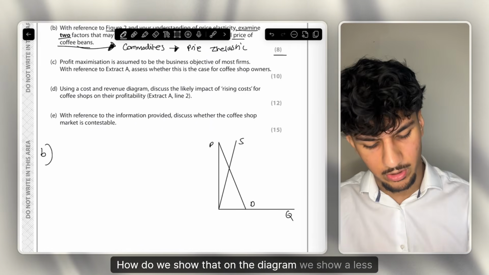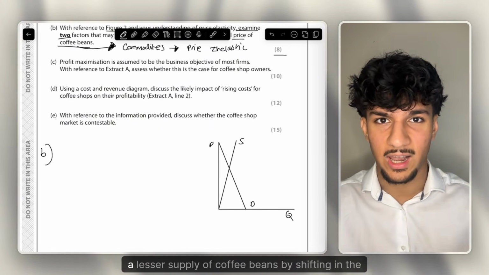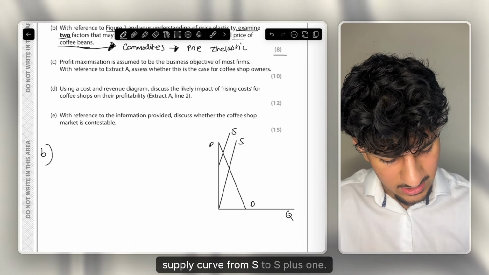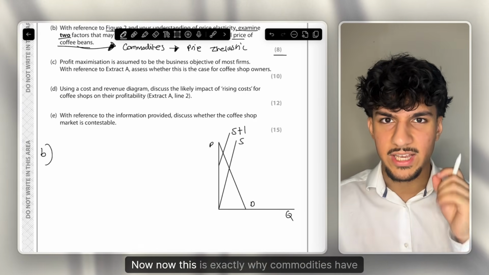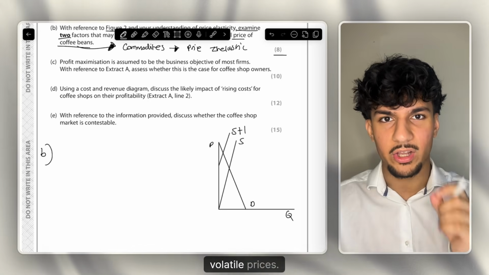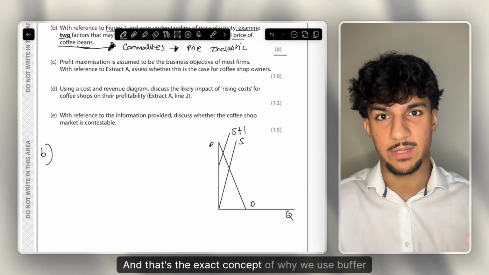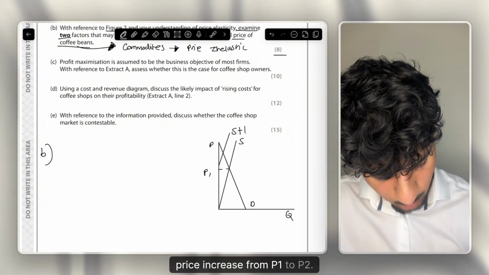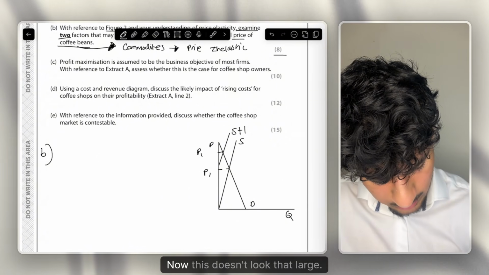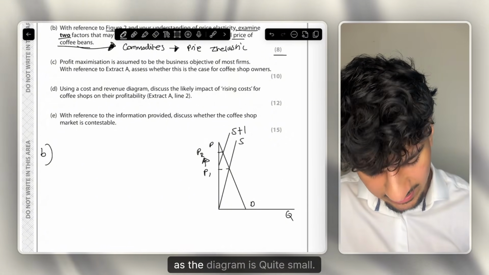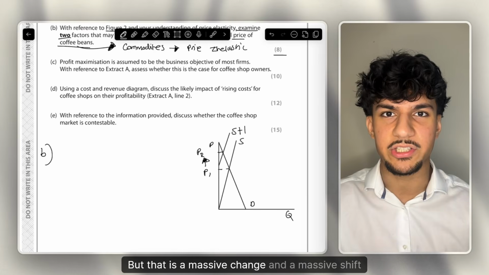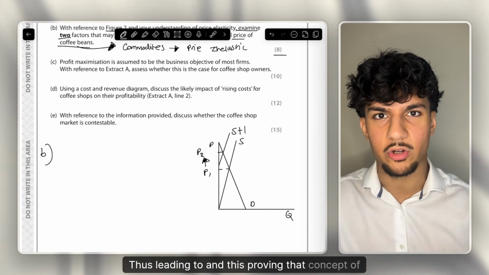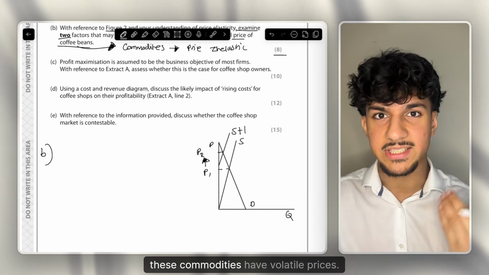How do we show that on the diagram? We show a lesser supply of coffee beans by shifting the supply curve in from S to S1. Now, this is exactly why commodities have volatile prices, and that's the exact concept of why we use buffer stocks. As we can see, price increases from P1 to P2. This doesn't look that large as the diagram's quite small, but that is a massive shift in the price of coffee, proving the concept that commodities have volatile prices.